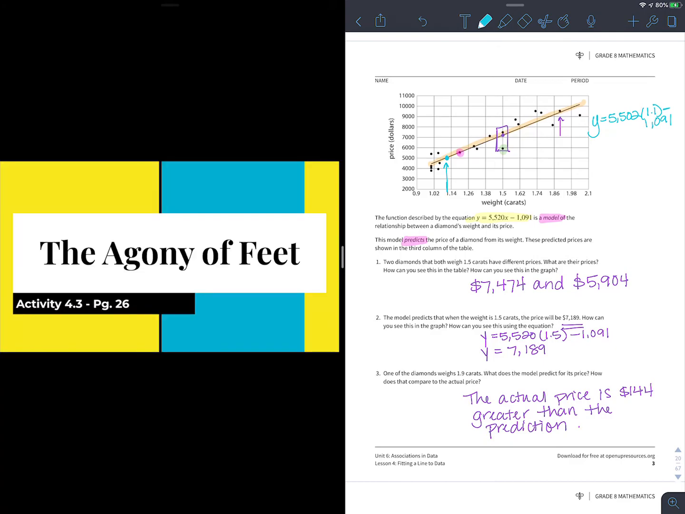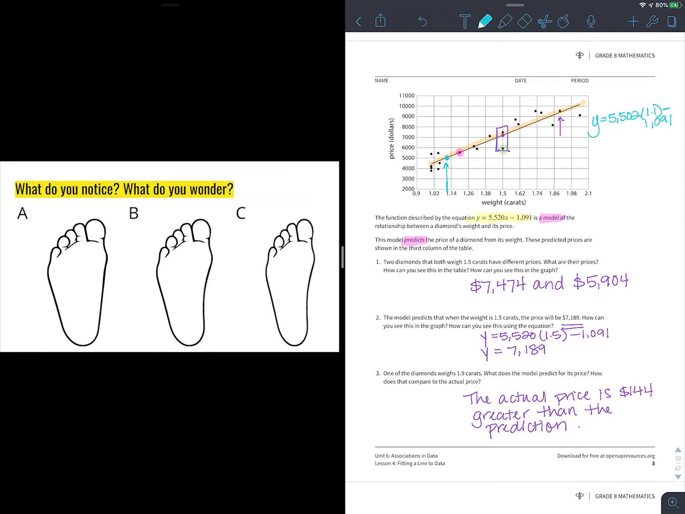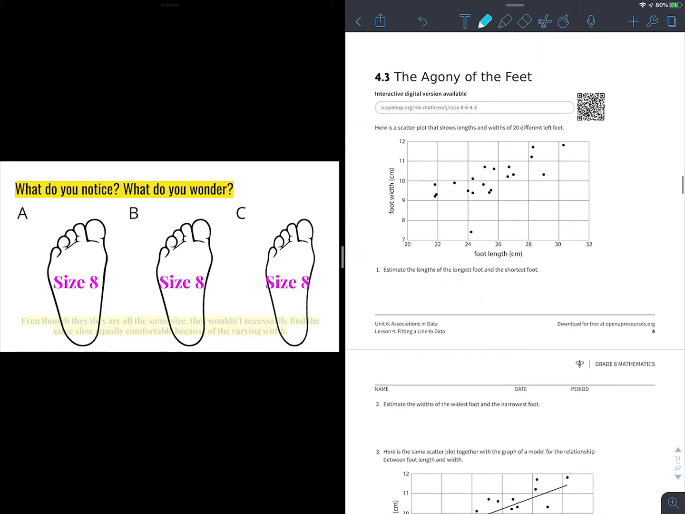Okay, so the last piece that we're looking at for this lesson is the agony of feet. What do you notice and what do you wonder about these feet here? Well, what I will tell you is that foot A is a size 8, foot B is a size 8, and foot C is a size 8. Even though they're all the same size, they wouldn't necessarily fit the same shoe equally or comfortably because of the varying width. So foot B has a much larger width than foot A.